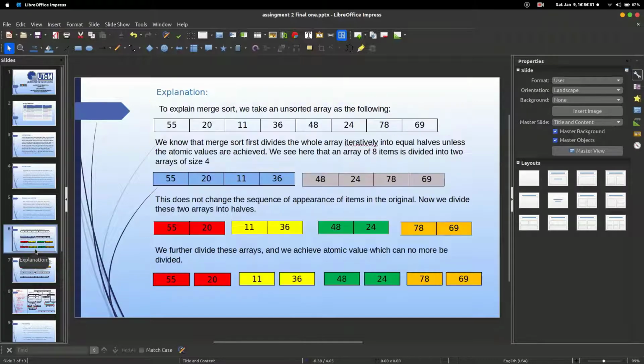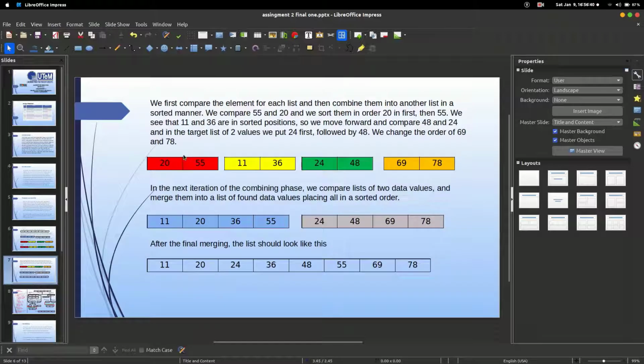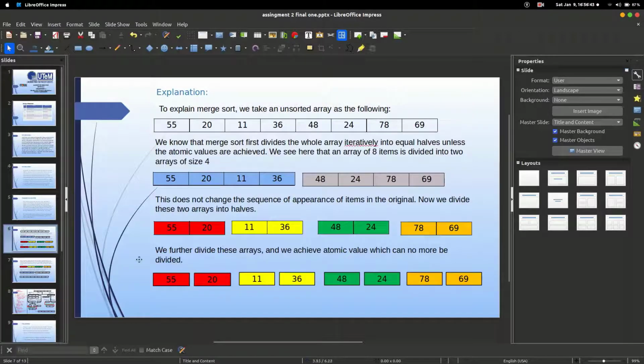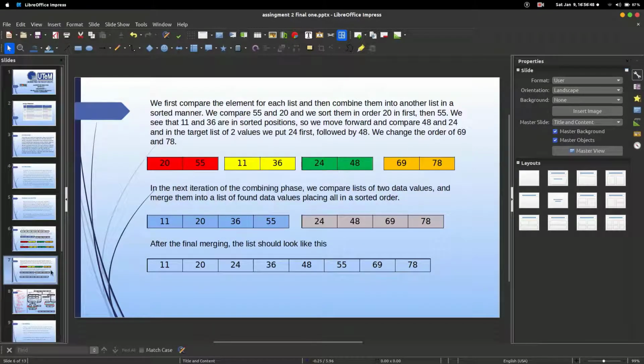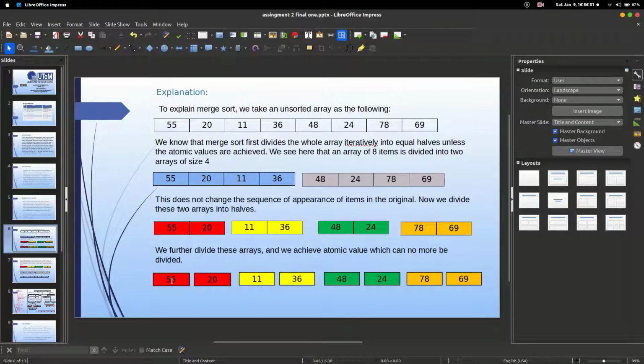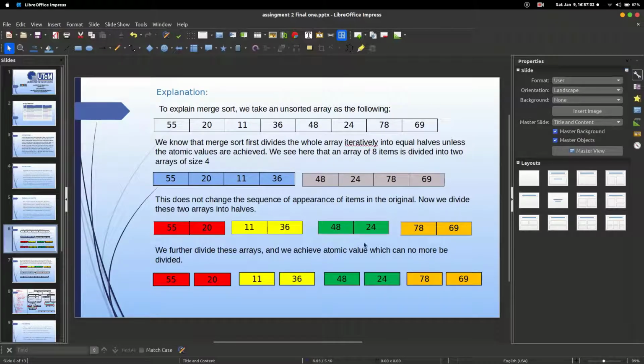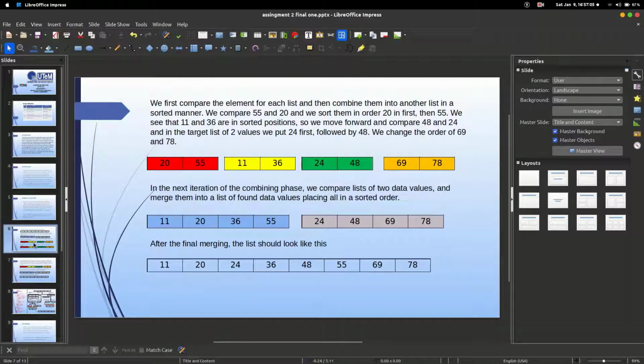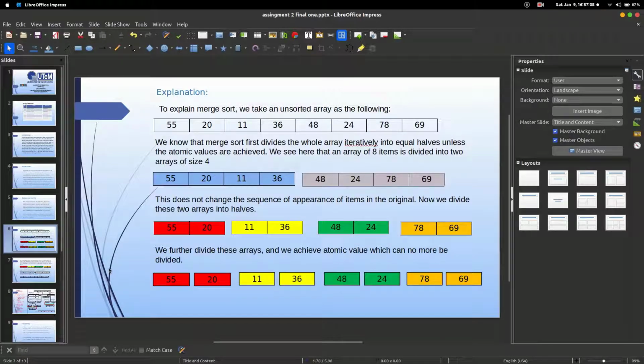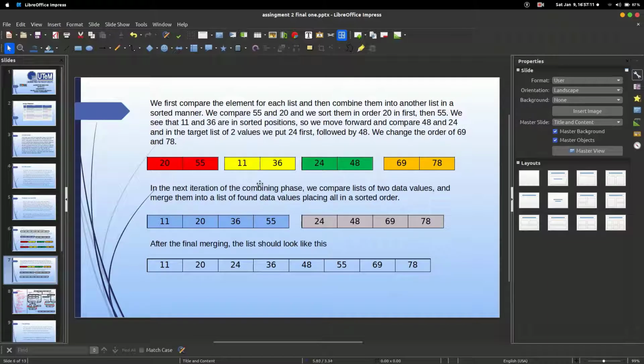As we can see from the previous one, the first one is 55 and the second one is 20. The next step is sorting within these two arrays, and these two arrays. Here we can see that 55 was the first one, 20 was the second one, and after sorting, 20 is the first one, 55 is the second one. Here it is the same, it's not changed, but the third one is changed. 48, 24. We're seeing here 24 and 48.